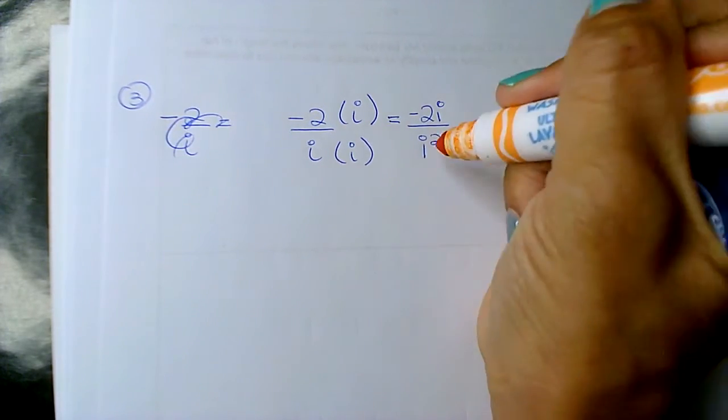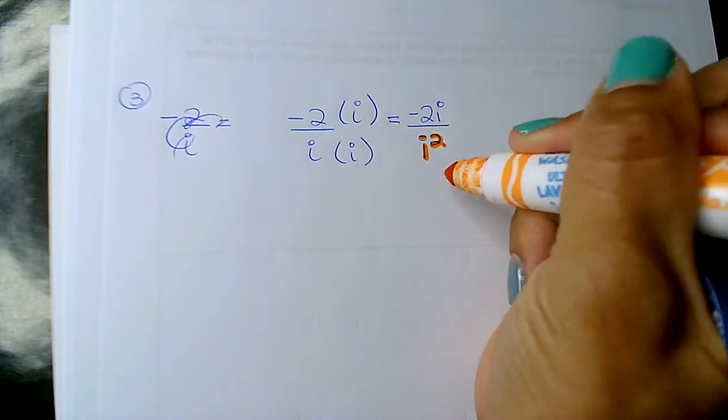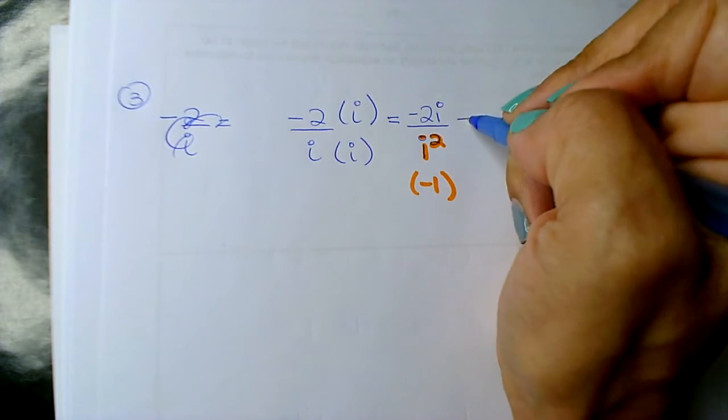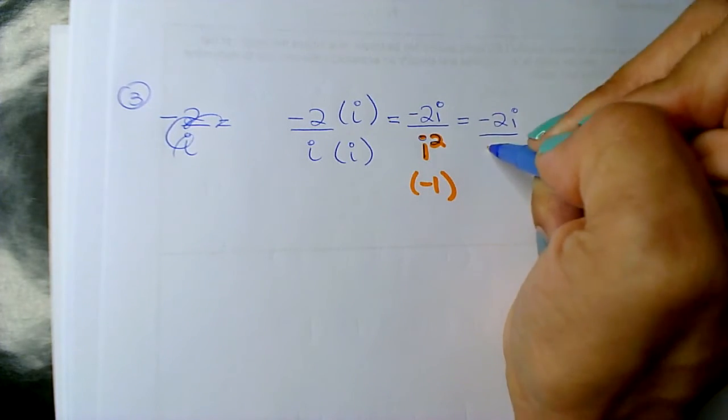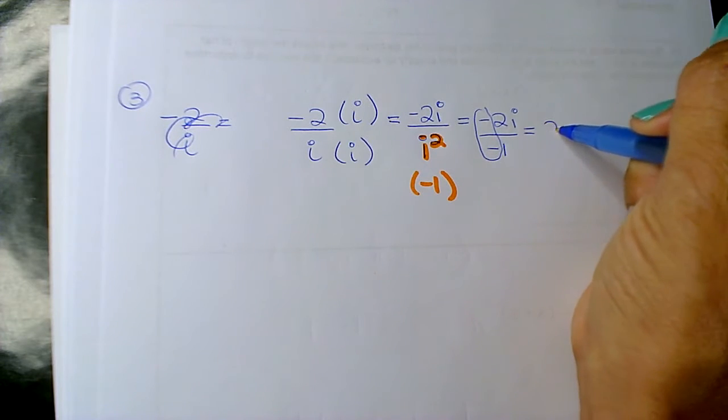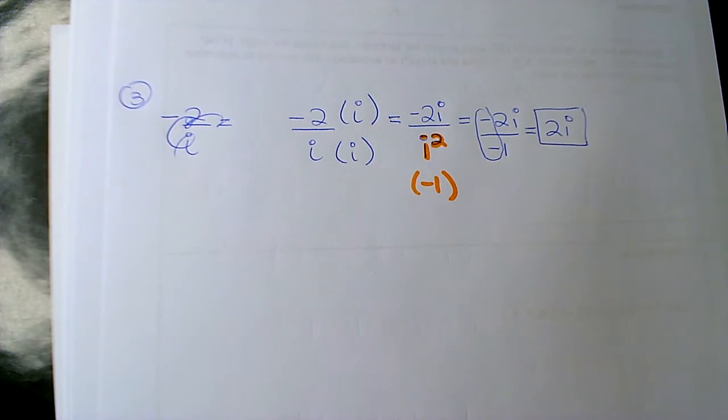However, i squared is not what we want. We're going to replace that with the negative 1 equivalent. So I get negative 1, and then a negative divided by a negative is a positive, so my answer is 2i.